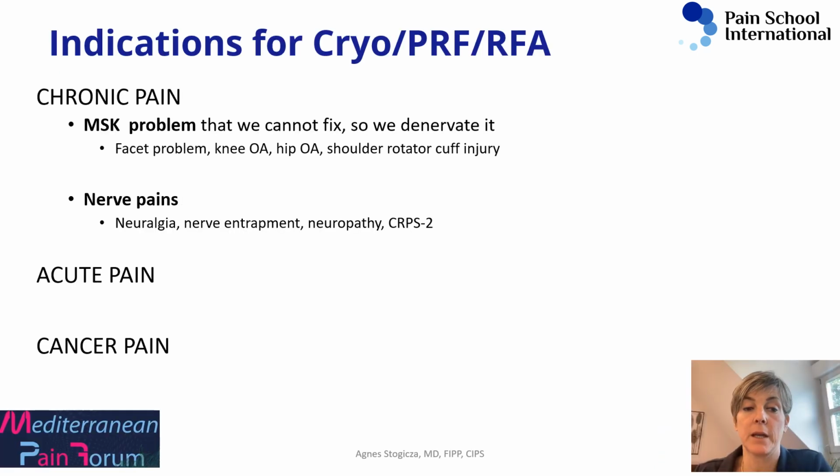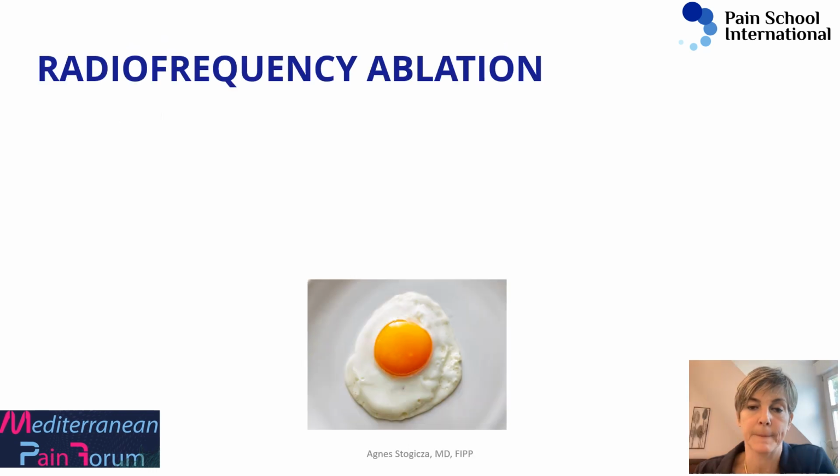So what are the indications? It could be, of course, chronic pain, which I would split into 2 main groups. A musculoskeletal problem that we cannot fix, let's say knee osteoarthritis, so we take the nerves out, we denervate it. Or we can talk about actual nerve-origin pains like neuralgia, nerve entrapment, and neuropathies. And of course, now it's coming up that we use these procedures also for acute pain, and for a long time we have used them for cancer pain.